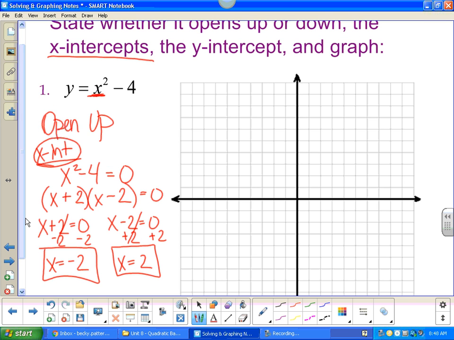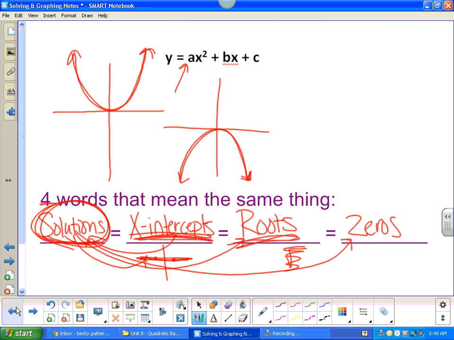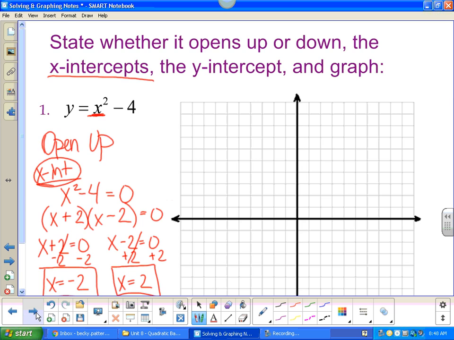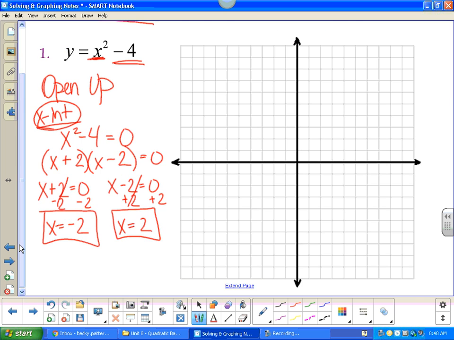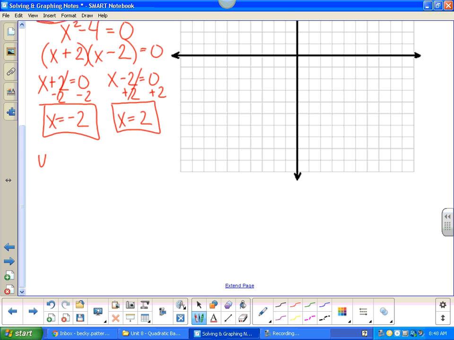Now the y-intercept is really interesting and super easy. The y-intercept is always that constant guy on the end. Whatever he is, that's where we cross the y-axis. So ours is -4. So our y-intercept is a -4.